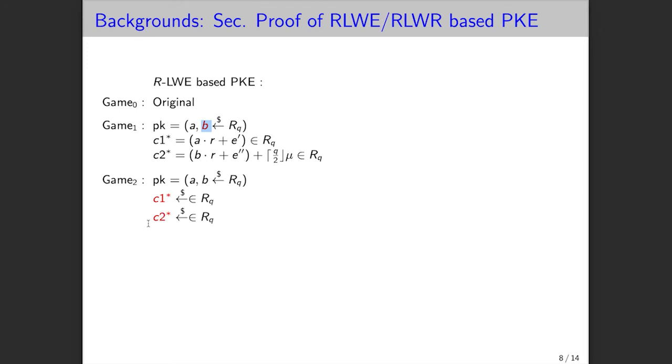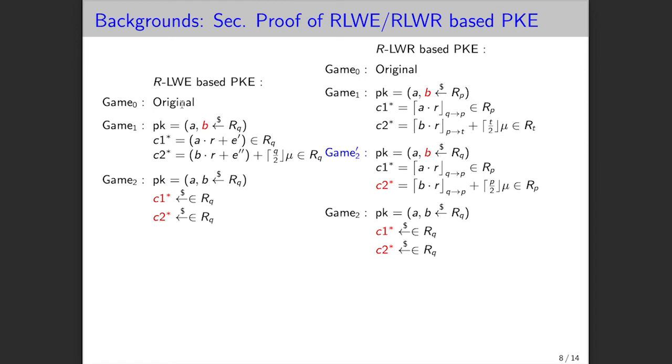So the adversary's advantage in game 2 is 0, and game 2 to game 1 is indistinguishable from the RLWR problem, and game 1 to game 0 is also indistinguishable from the RLWR problem. So the adversary's advantage in the original game is negligible, very close to 0.